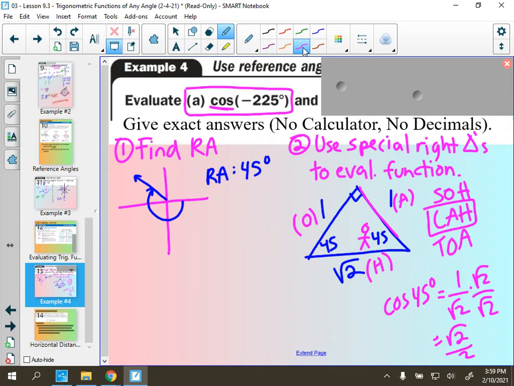So that's the cosine of 45 degrees. Now, that wasn't the original question. It was asking for the cosine of negative 225 degrees. So we got one last thing to consider.